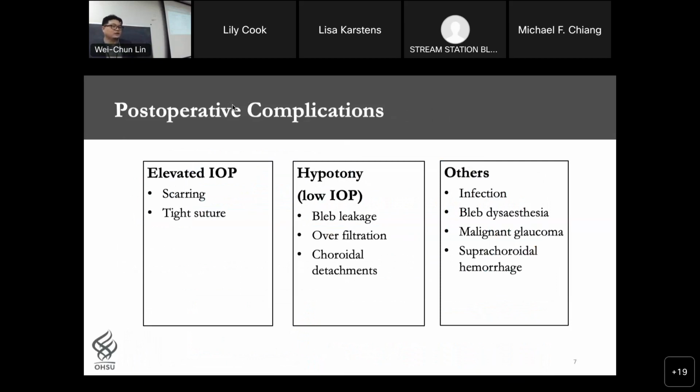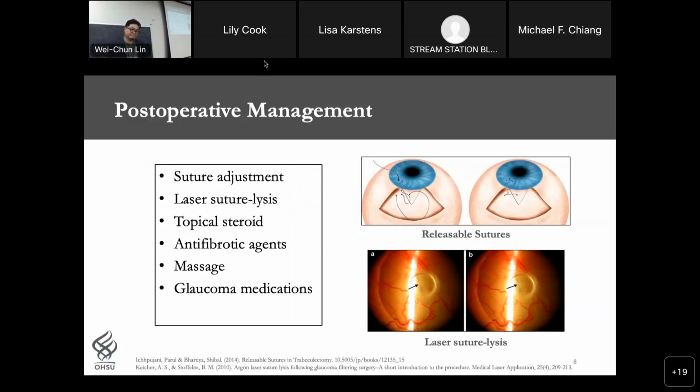Scarring is the most common cause of elevated IOP, and bleb leakage and overfiltration are common causes of low IOP complications. Some other complications may be noticed, like infection, dysesthesia, and malignant glaucoma. In this study, we will focus on the complications related to high IOP or low IOP.